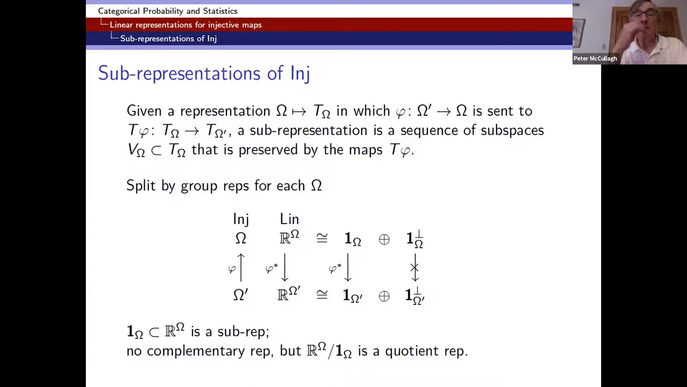So what do the sub-representations look like? Well, given a representation, we already have a representation here. A sub-representation is just a sequence of subspaces that is preserved by the maps that you already have in your initial representation. So the easy way to figure out what the category representations are is to fix the set omega and look at how this splits up according to standard symmetric group theory. It splits up into the space of constant functions, and I will write the complementary space of functions whose components add up to zero as the orthogonal complement.